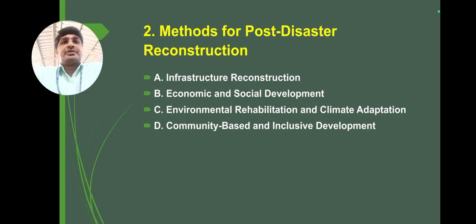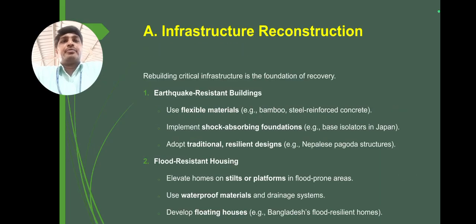Then coming to the methods of post-disaster reconstruction. We know very well about post-disaster: disaster means the disaster happens or occurs. The post-disaster reconstruction process covers infrastructure reconstruction, economic and social development, environment rehabilitation and climate adaptation, and community-based and inclusive development. These four methods we can implement for reconstruction after a disaster happens.